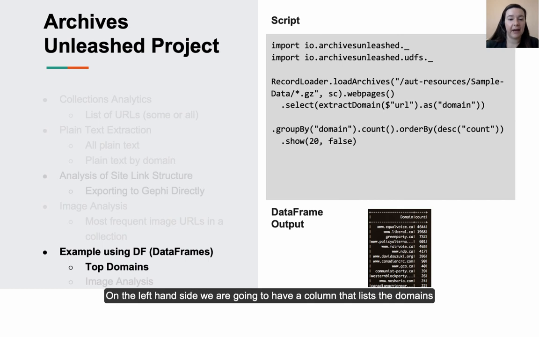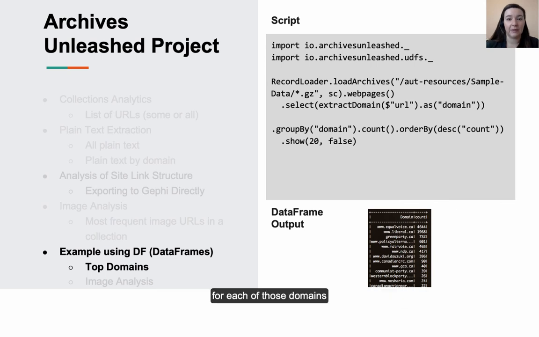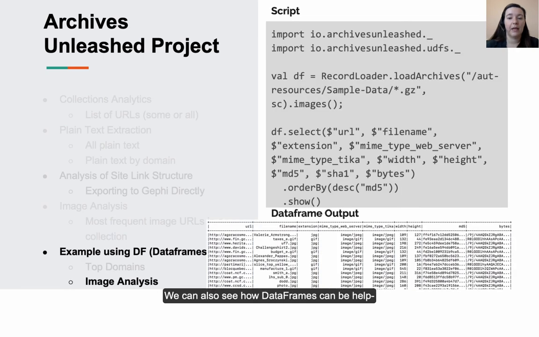On the left-hand side, we're going to have a column that lists the domains. And then in the right-hand column, we're going to have the counts for each of those domains. And we can see how data frames can be helpful as we get into some more in-depth image analysis. For instance, this script here extracts information from the Web Archive collection, but provides several different columns of information, which, as we can see here, is quite a bit easier to view in data frames.